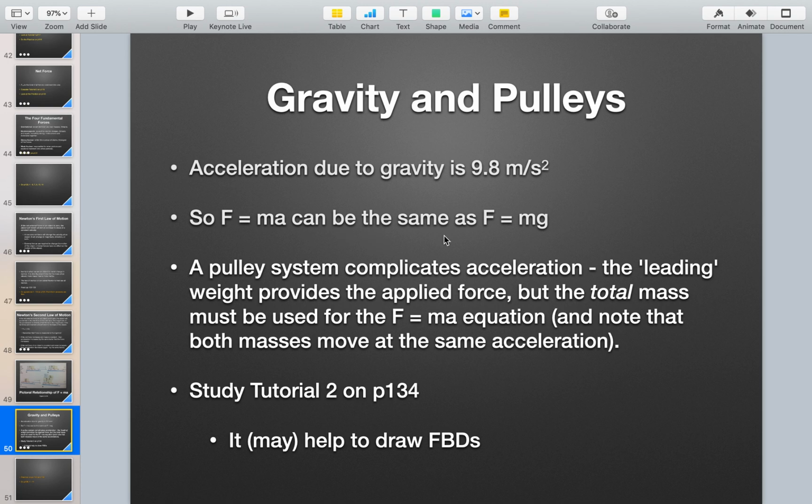F equals ma can be the same as F equals mg. A pulley system complicates acceleration. The leading weight is the one that provides the applied force, and we're going to do examples, so you'll see. But the total mass must be used for the F equals ma equation, and both masses move at the same time because they're attached. This probably doesn't make any sense at all because you don't have an image to look at, but we'll definitely go over it. So maybe refer to this after I do the second page of examples.